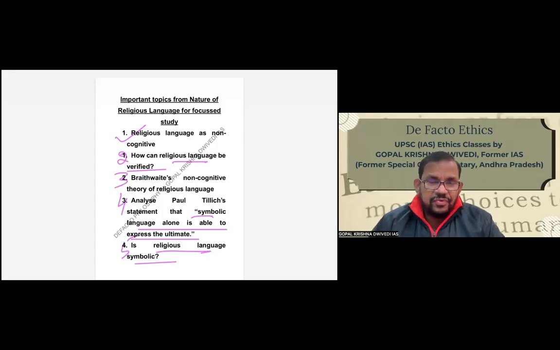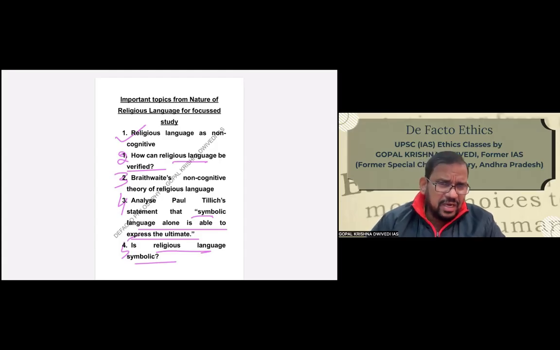Now, you can see the topics. First is religious language as non-cognitive. Second is, can religious language, or how can religious language, be verified? Third is Braithwaite's non-cognitive theory of religious language. Fourth is Paul Tillich's statement that symbolic language alone is able to express the ultimate. And fifth is, is religious language symbolic?